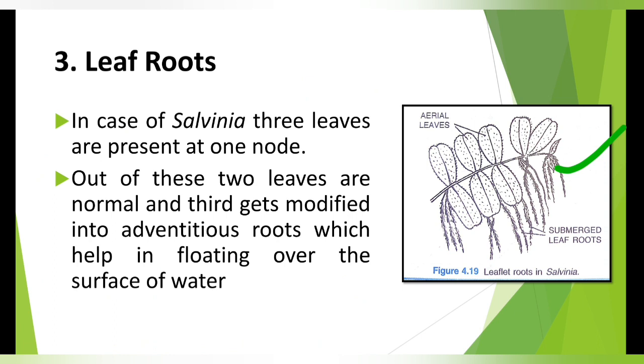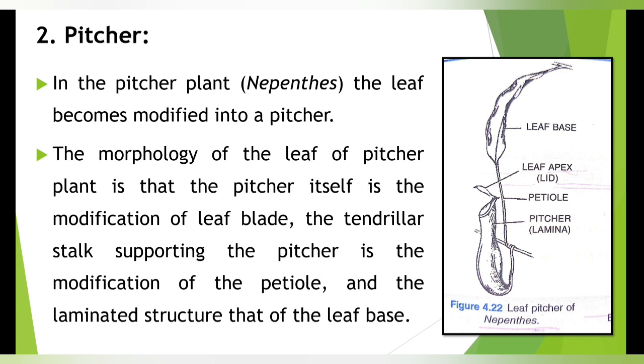In the case of Salvinia, three leaves are present at the node. Out of these, two leaves are normal, and the third gets modified to form roots, which helps in floating over the surface of water. Then a leaf modified to form a pitcher plant is your Nepenthes.